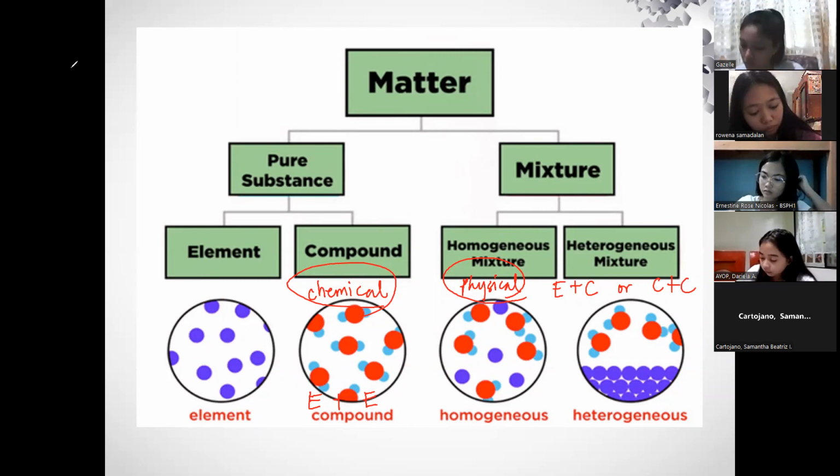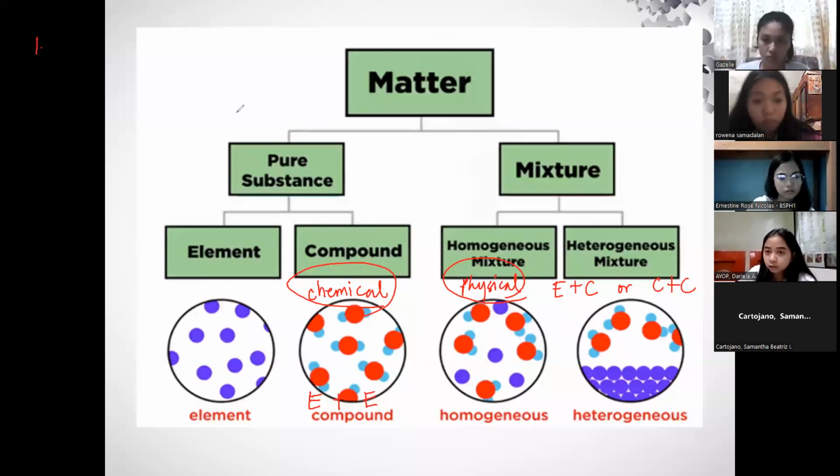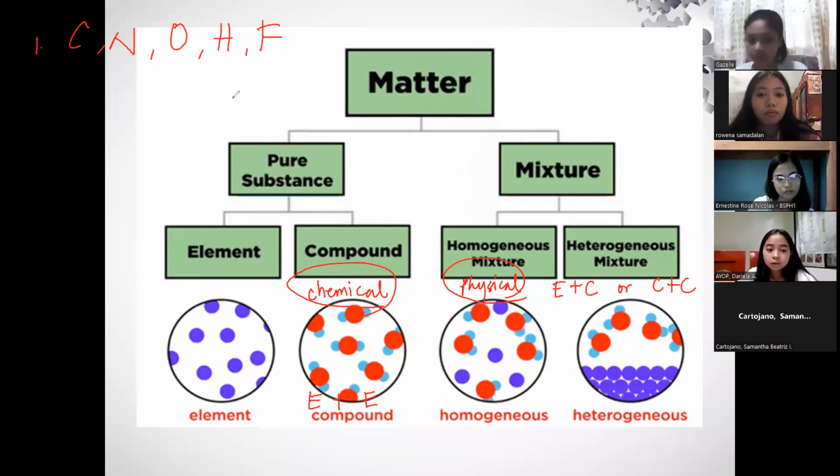Sige daw. Let me check. Give me an example of an element. Again, give me an example of an element. Nitrogen. Okay, sige, carbon. Nitrogen, oxygen, hydrogen, chlorine. These are all examples of element.